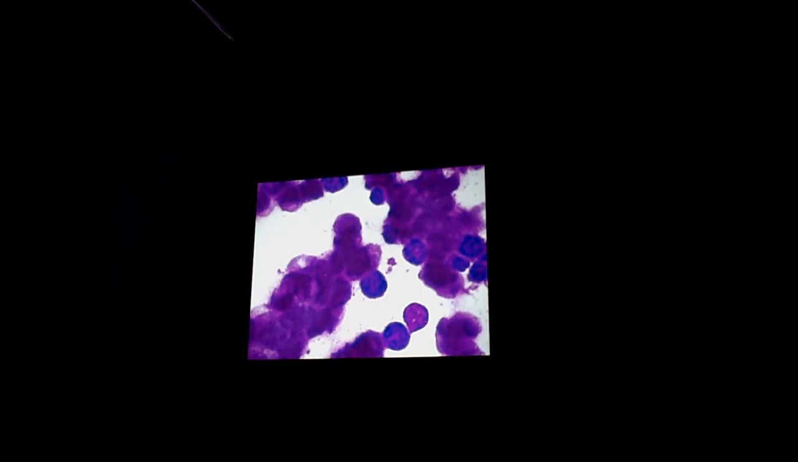Now, we have actually missed one cell in the peripheral blood, which is actually the largest among all cells in the blood, the monocytes. Let us look for a monocyte.